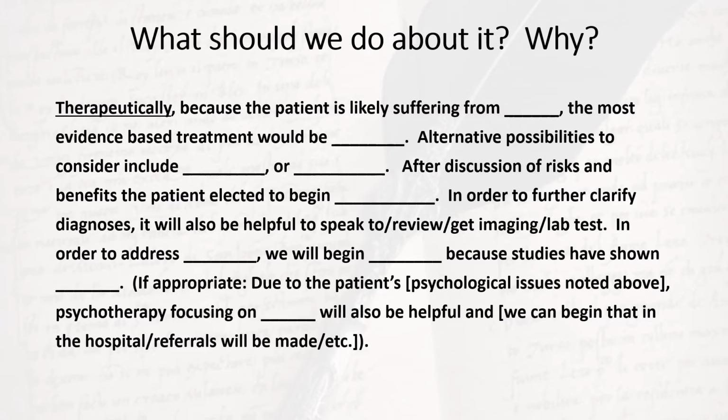In order to further clarify diagnoses, it would be helpful to do one of these various things. And then moving on to the next diagnoses, in order to address blank, we will begin blank because studies have shown blank, etc., etc., etc. So again, I'm going to walk through the various diagnoses that I'm thinking about treating. I'm going to explain my proposed treatment, my rationale for doing it.